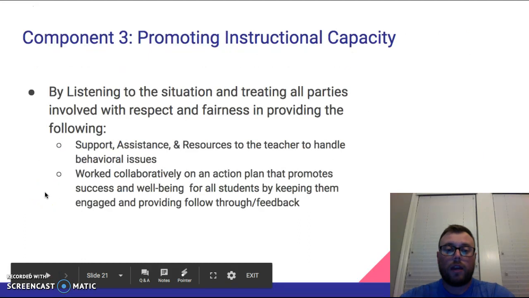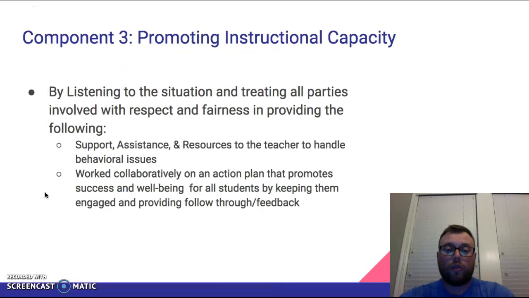Promoting instructional capacity by listening to the situation and treating all parties involved with respect and fairness, and then by providing the following: support, assistance, and resources to the teachers to make sure that they have what they need in their toolboxes to handle behavioral issues within their classrooms or within the educational setting, and continually working collaboratively on an action plan that promotes success and well-being for all students, by keeping them engaged and providing that feedback. That way we can continue to get better.